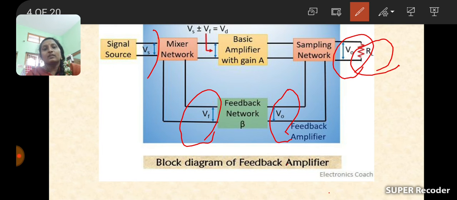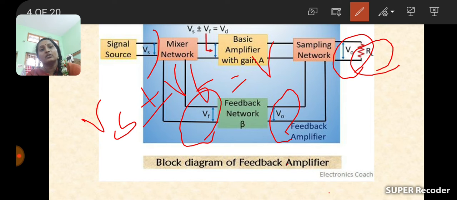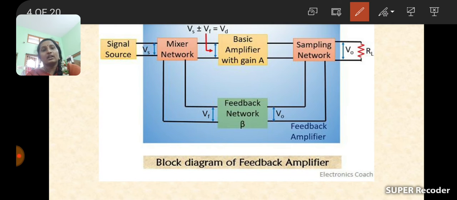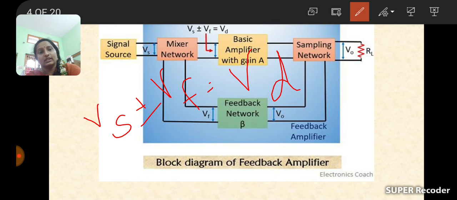So here one formula is there. See here, Vs plus or minus Vf is equal to Vd. So what they write is Vs plus or minus Vf is equal to Vd. See here we are using plus or minus. So plus or minus indicates what? Whether the feedback signal may be positive or it may be negative. Is it clear? So here Vd is the difference between Vs and Vf, or the summation of Vs and Vf.